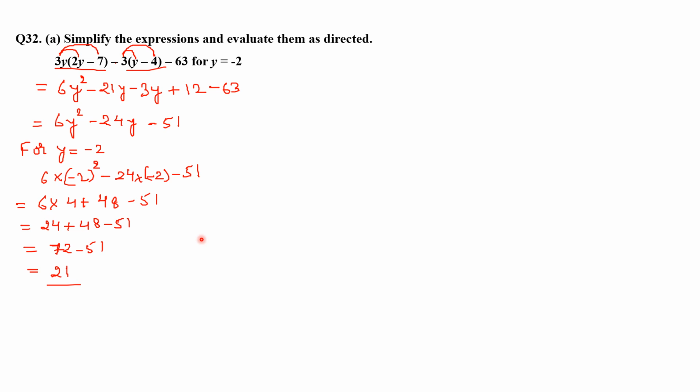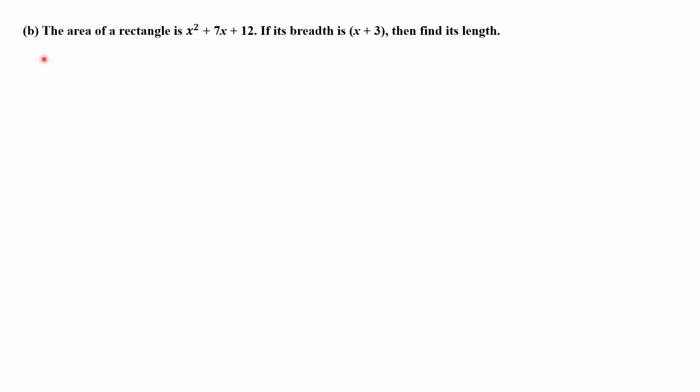So now I will solve the next part of it. The question is: area of a rectangle is x square plus 7x plus 12. If its breadth is x plus 3, find its length. Okay, these types of questions you have already done in the mensuration chapter, isn't it? Here the difference is that the area is given as an expression and the breadth is also an expression. So if you recall the formula, the area of a rectangle is length into breadth.